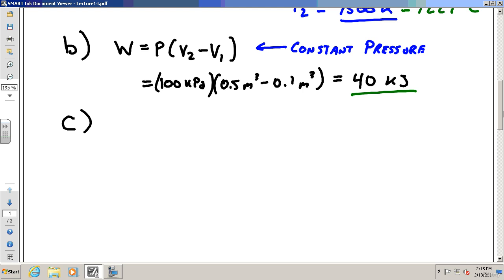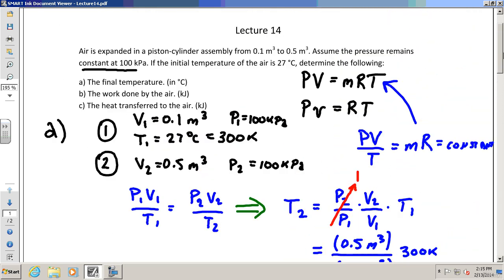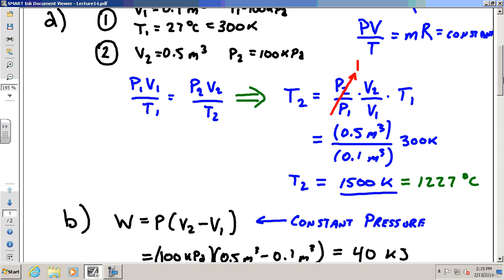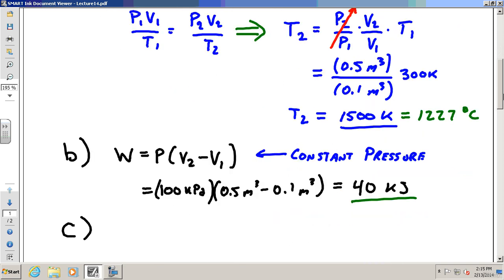Okay, the last part says this: give me how much heat was transferred into that air. Obviously, it had to have some heat transfer, right? The air was initially 27 degrees Celsius, and at the end, once it's expanded, it became 1,227 degrees Celsius. So this air really heated up, right? So obviously, I had to put heat into this thing in order to expand it. And I made work, by the way.